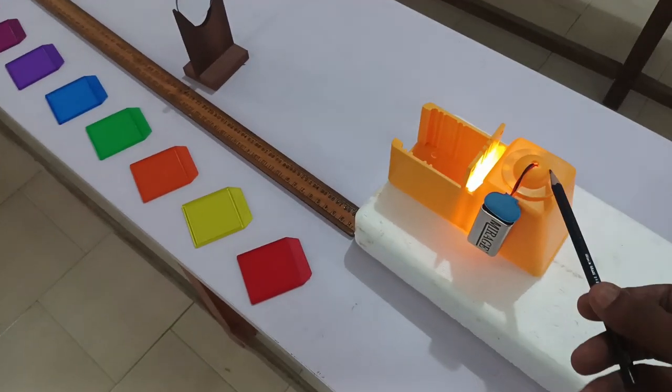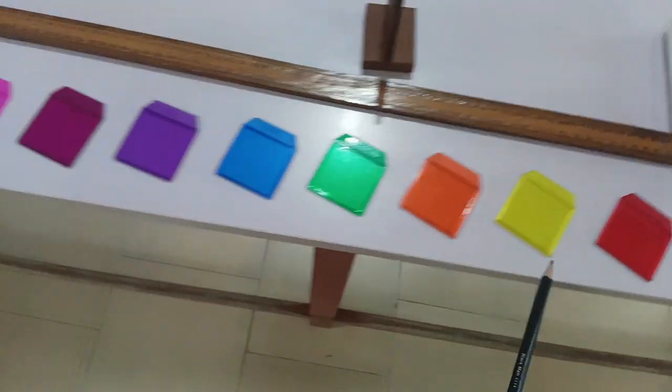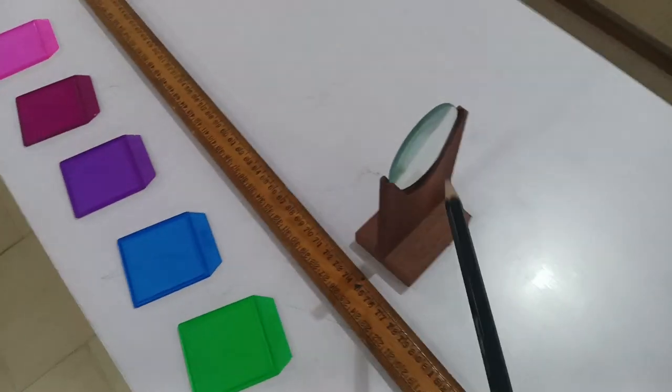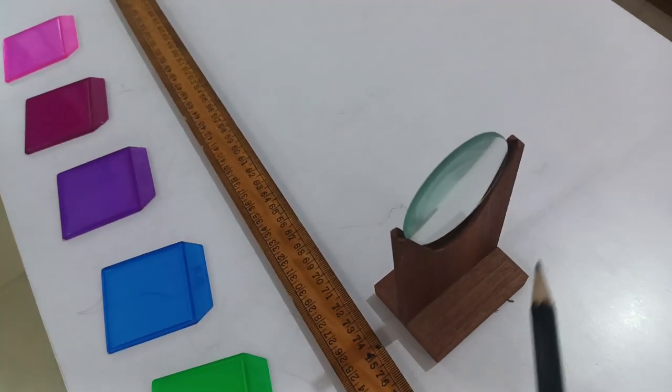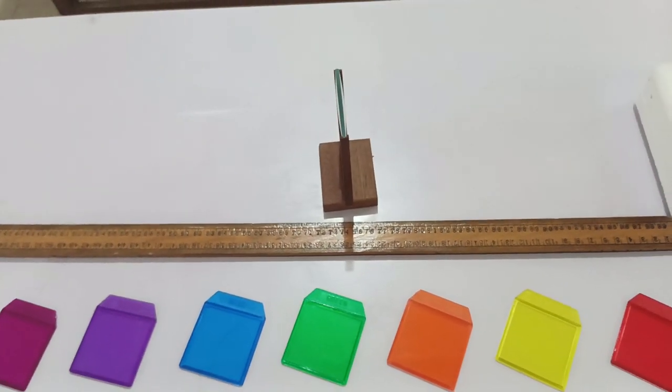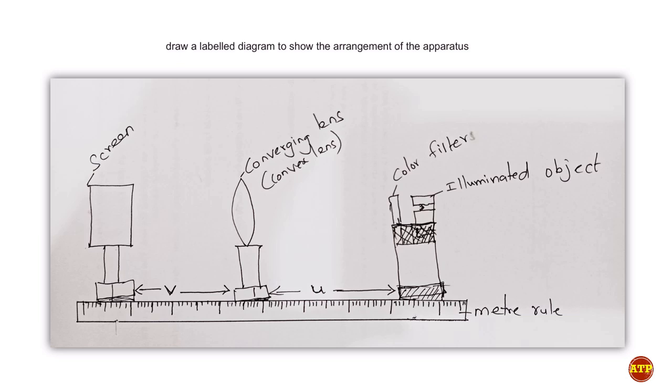Let's see the apparatus: illuminated object, color filters, converging lens or convex lens, a screen and a meter rule. So here is a sample diagram, but you can draw your own diagram, and you must label the apparatus like shown here. But it is not mandatory that the diagram must be like this. This is just a sample.